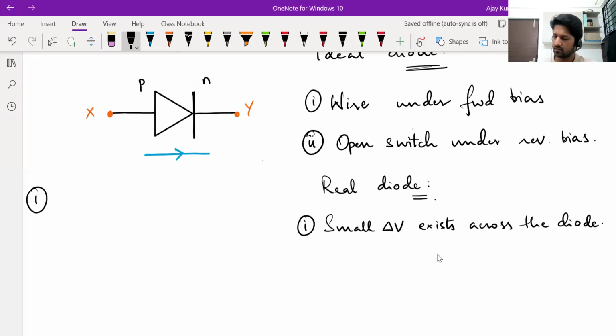In case of a silicon diode, this is about 0.7 volts. In case of a germanium based PN junction diode, this is about 0.2 volts. That potential difference will be there.